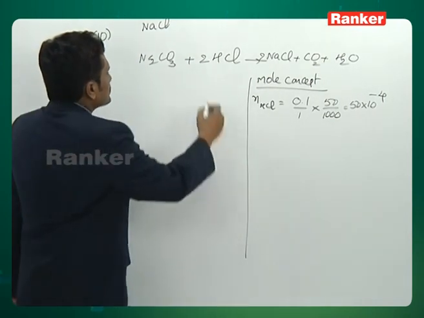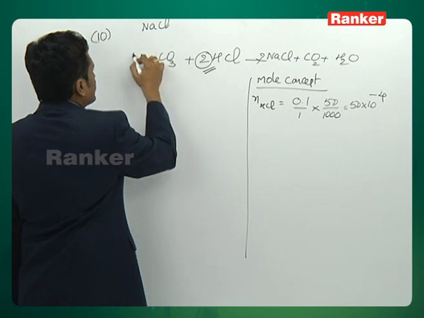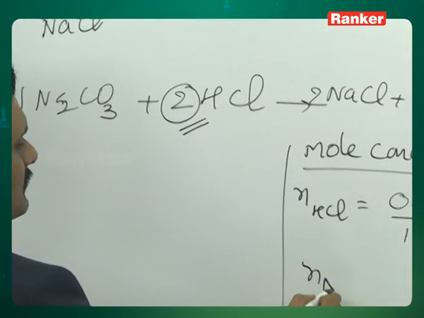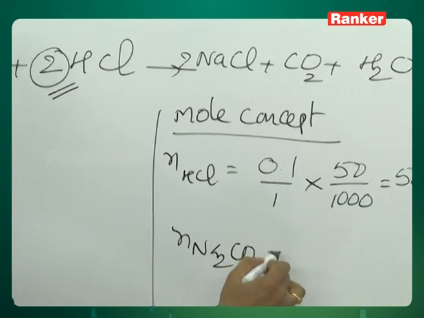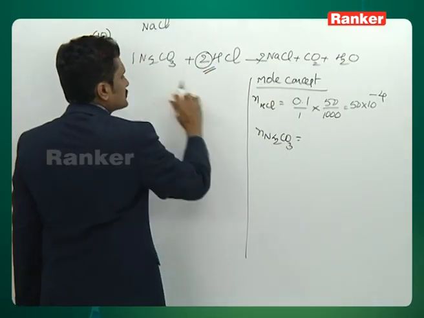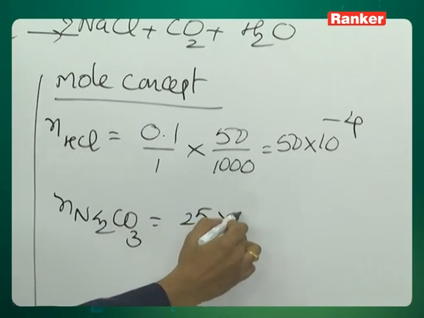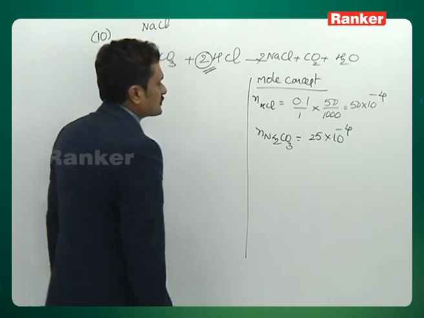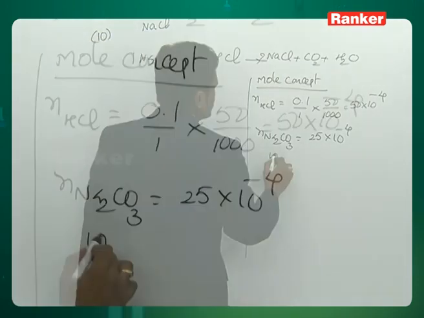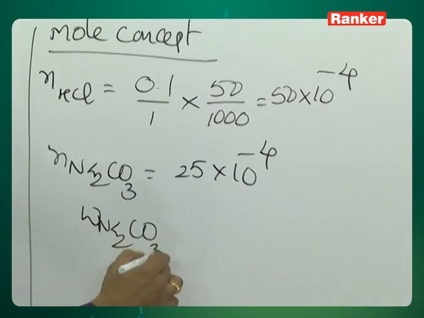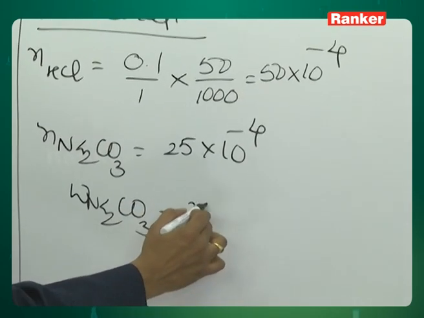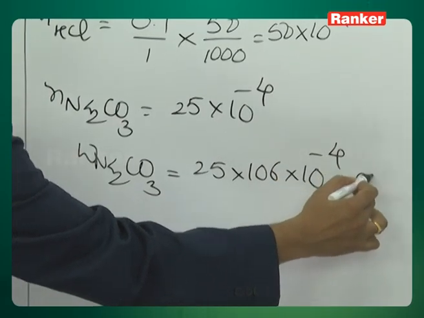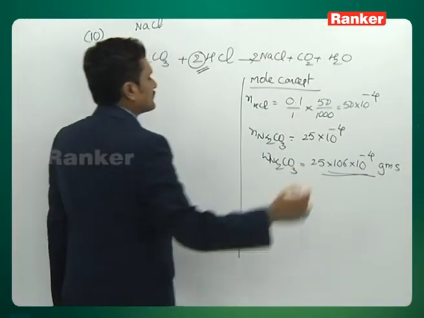Now for every 2 moles of HCl, you can see only 1 mole of Na2CO3 is reacting, hence the number of moles of Na2CO3 which have reacted over here are half. 2:1 is the mole ratio. Half of the above value is 25 into 10 to the power minus 4, that is 50 by 2 into 10 to the power minus 4. Now these are the number of moles of Na2CO3, which has to be written as weight upon molecular weight. So the weight of this is equal to this many grams. So you can find it this way.